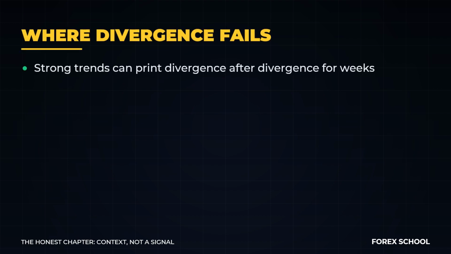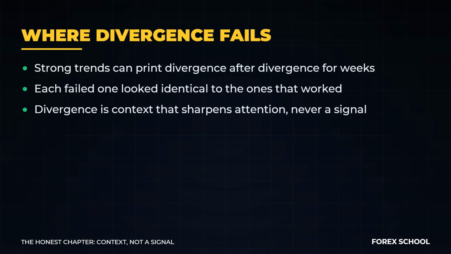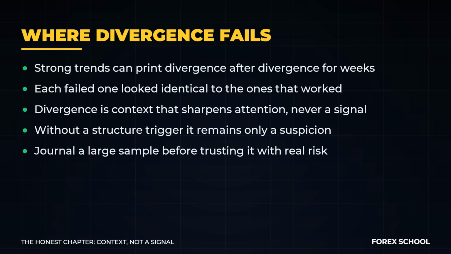Let's be straight about the weaknesses. In a strong trend, divergence can stack against the move for weeks. A relentless uptrend can print 3, 4, 5 successive bearish divergences, each one looking exactly like the textbook, while price adds hundreds of pips. Anyone fading each signal would have been run over repeatedly, and that is not rare, it is normal behavior for trending markets, which is precisely why the trigger chapter exists.